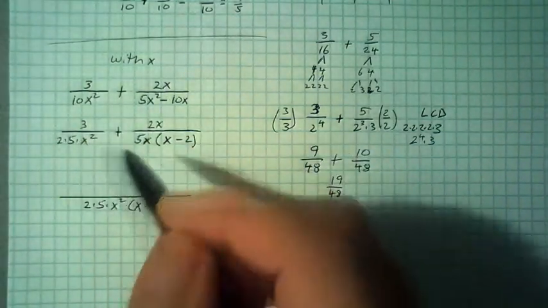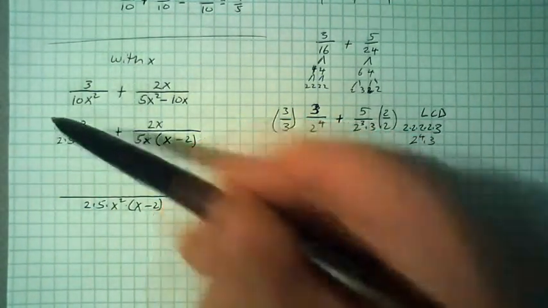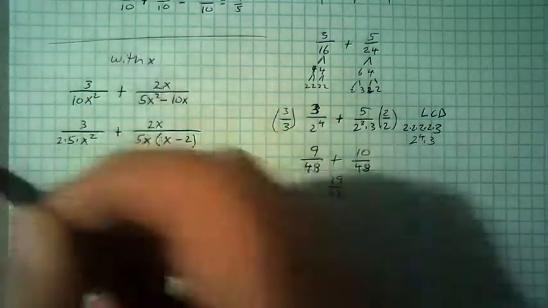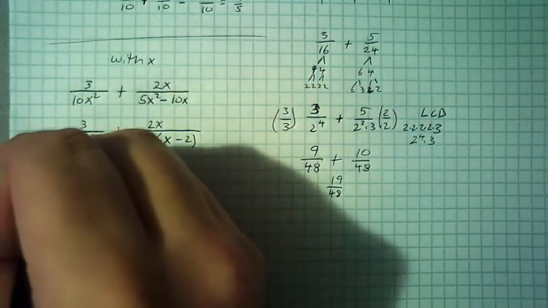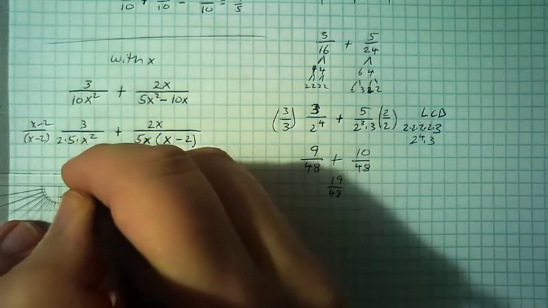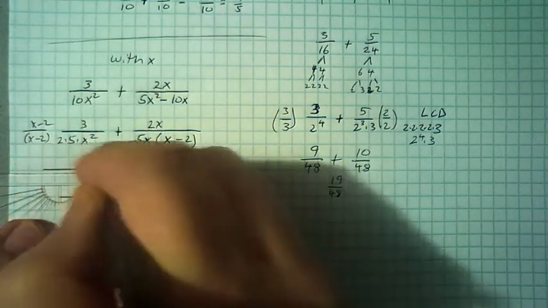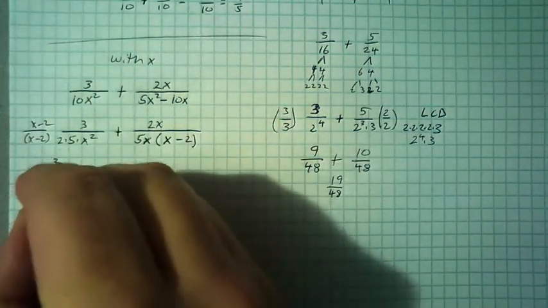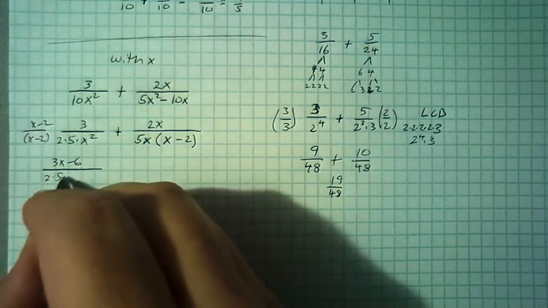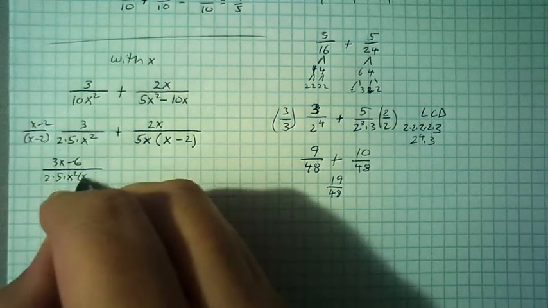All right, to make this now, I have to multiply the fraction on the left. See, the 2 is there, the 5 is there, the x squared is there. All the one on the left needs is this x minus 2. Which makes it 3x minus 6 over 2 times 5 times x squared times x minus 2.